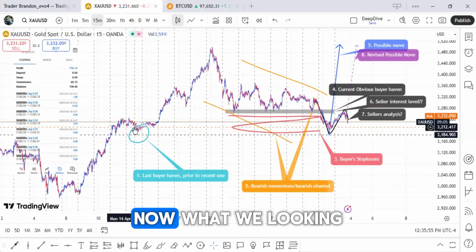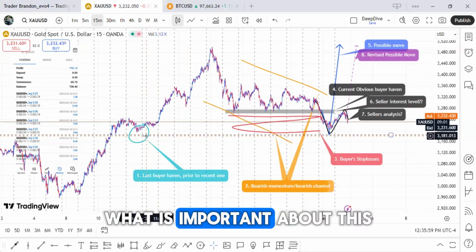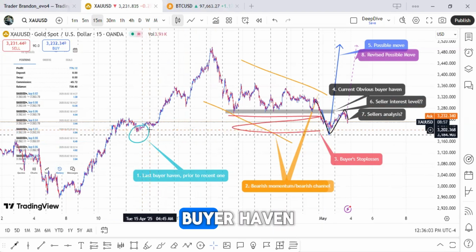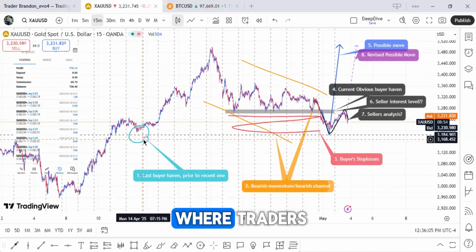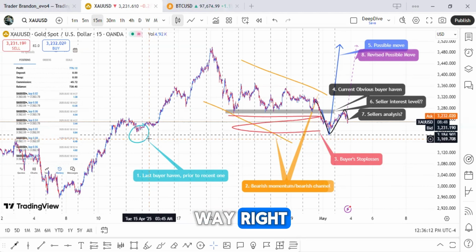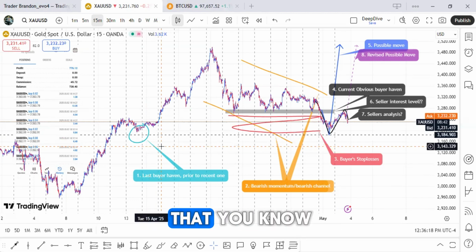Now, what we're looking at here, the last buyer haven. What is important about this buyer haven? What is a buyer haven even? Buyer haven is essentially an area where traders would really be interested in buys in a big way, right? The reason why I call it a buyer haven, now this is not an actual term. This is just something that I'm seeing, right?